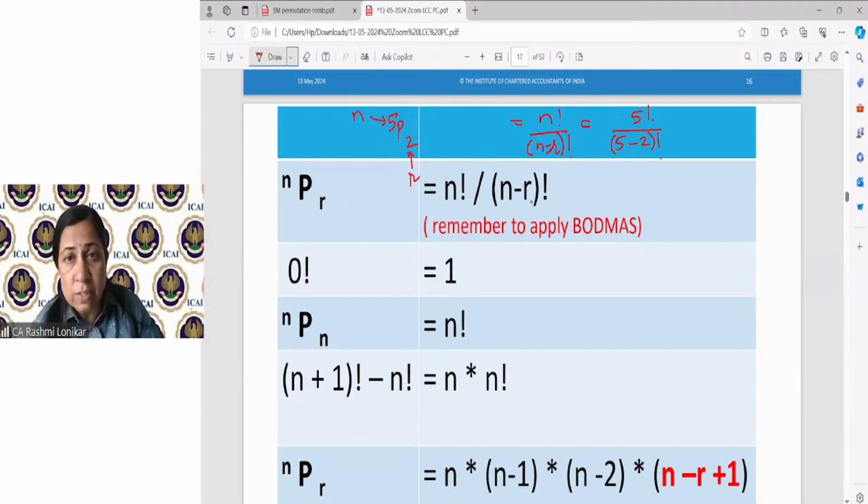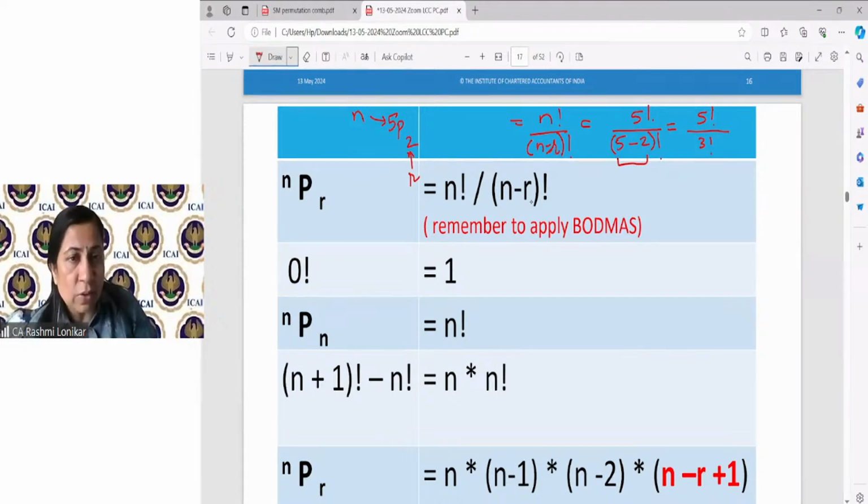What I would suggest, at least initially, later on you will do it very comfortably, is to solve the denominator first. 5 minus 2. Do that first. How much is this? 3 factorial and 5 factorial. So first solve this and then you will write it. So n factorial upon (n minus r) factorial. 0 factorial, as Aisha or I think Mohit had said, 0 factorial is 1.